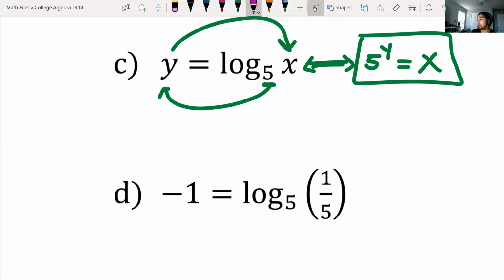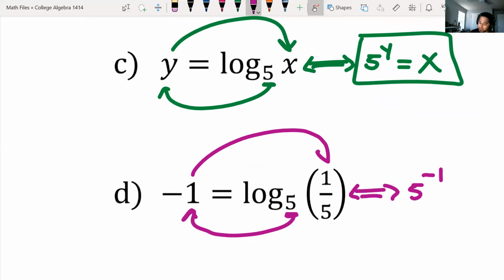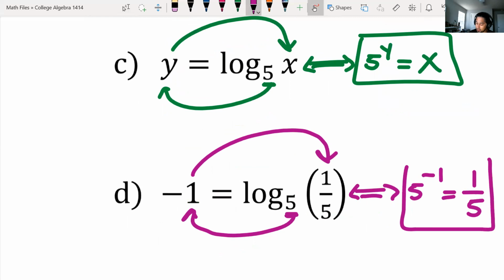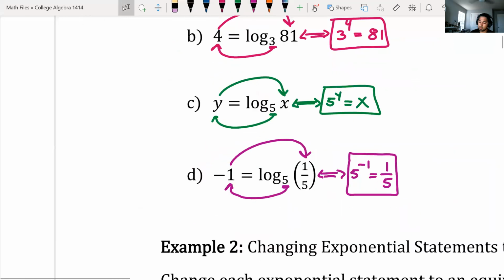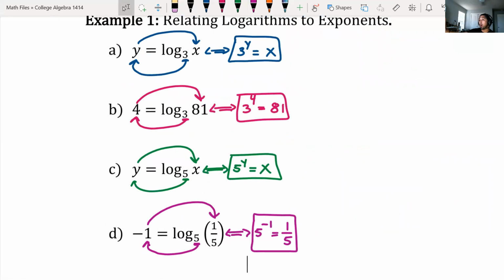And then D, same thing. -1 equals log base 5 of 1/5. Take this base of 5, raise it to the outside number of -1. You get 5 to the -1, set it equal to the inside of the log, 1/5, which happens to be another true statement. 5 to the negative 1 is 1/5. Okay, and that is how you convert from log to exponential. So that's going to be very useful when we actually have to find the inverse to graph these.